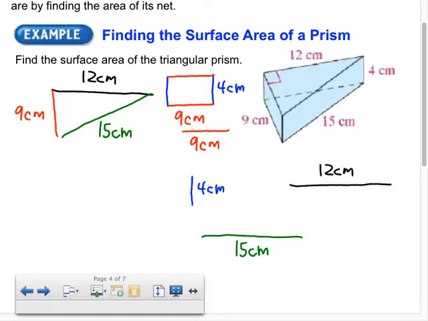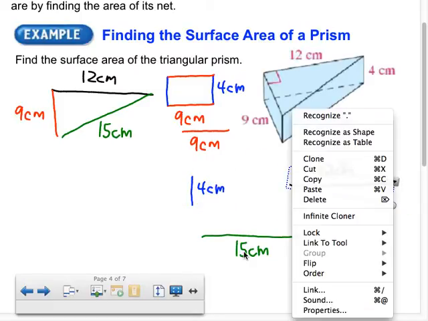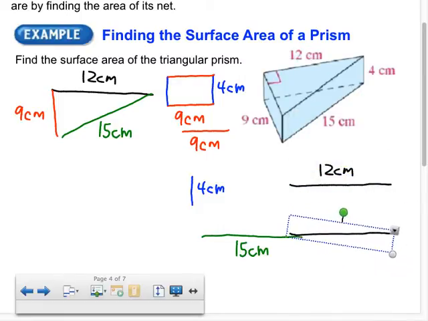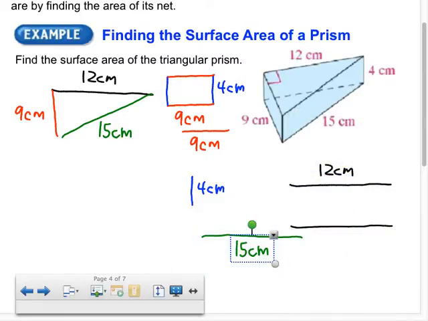All right, I'm going to move some of these pieces around so that we can see where they are.